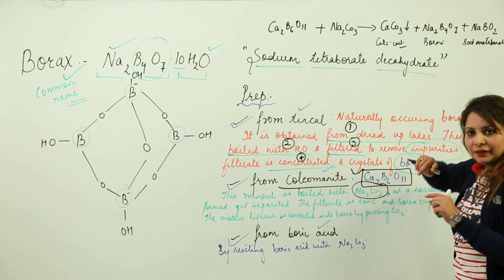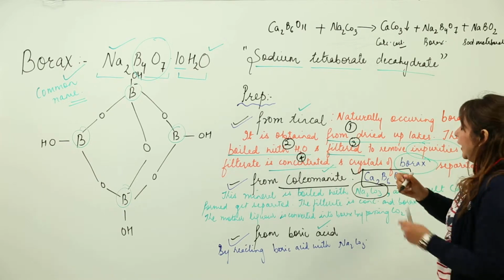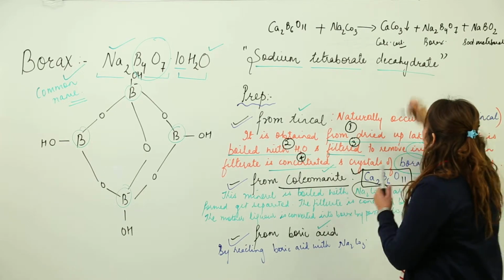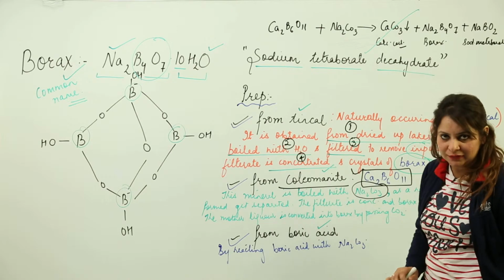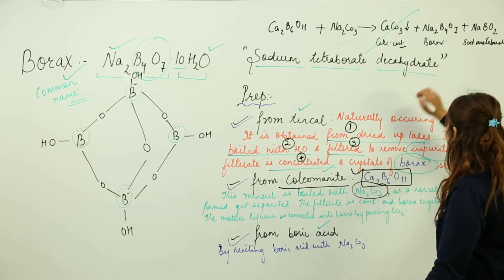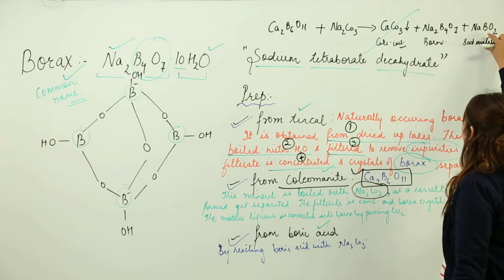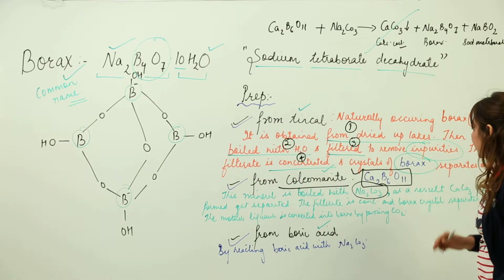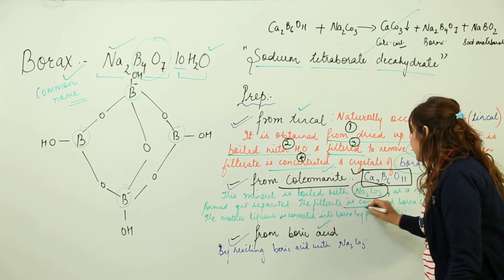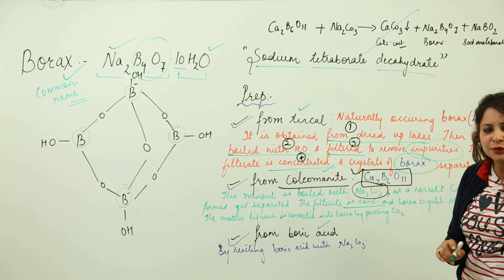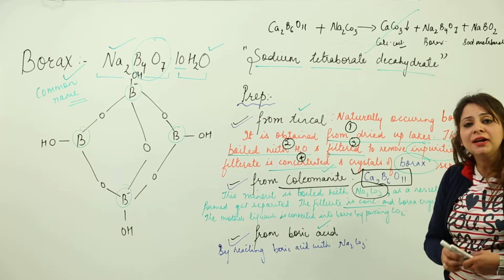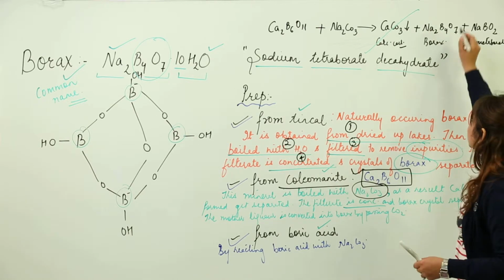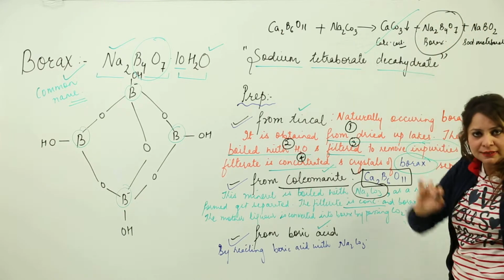Then you just filter it, and the calcium carbonate gets separated. Now we are just left with the borax and sodium metaborate. Then we concentrate the solution, and when we concentrate it, the crystals of borax get separated.